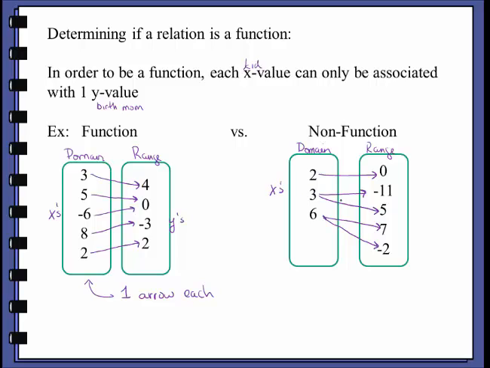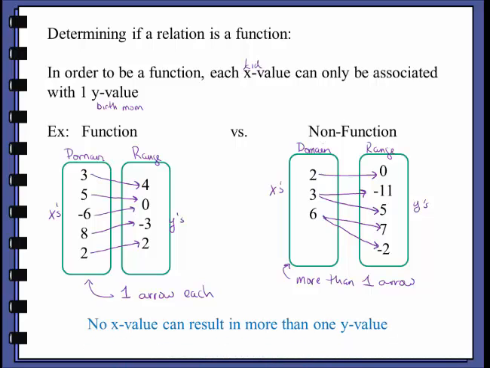Over here I have my x's and my y's. I have one arrow, but then I have two arrows and two arrows. If I have more than one arrow on an x, I am not a function. So no x value can result in more than one y value.